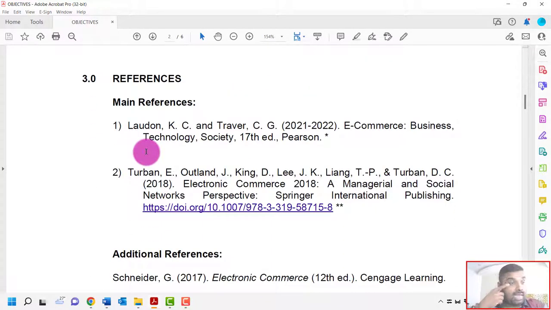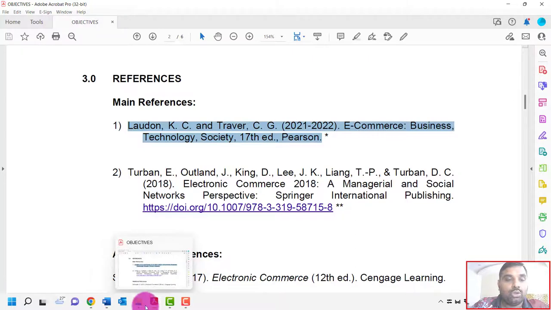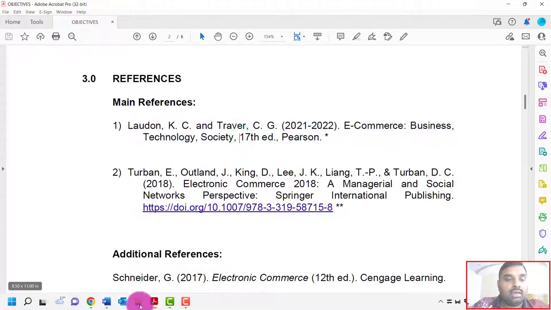About the references. There are two books as the main references, but ultimately I'm going to use this textbook. You can get this textbook, if I'm not mistaken, from your corporate, I think VMall, and also you can get it online. And this is an extra book for certain topics only, not for all topics, but the majority of the topics are from this book. So you can search for this book over here.